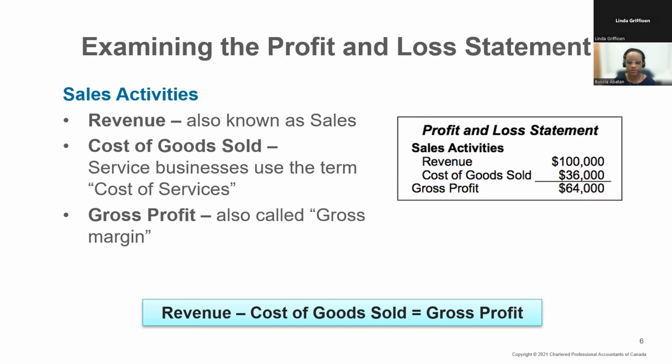Now we have an example there, a sample sales activity where the revenue was 100,000, and what it cost to make that sale was 36,000. When we subtract the 36,000 from the 100,000, we have the gross profit of 64,000. Gross profit, which some people call gross margin, shows how well a business's revenue is able to cover its cost of goods sold. And for any business that wants to remain profitable and in business, it's important that that number be positive and not negative.